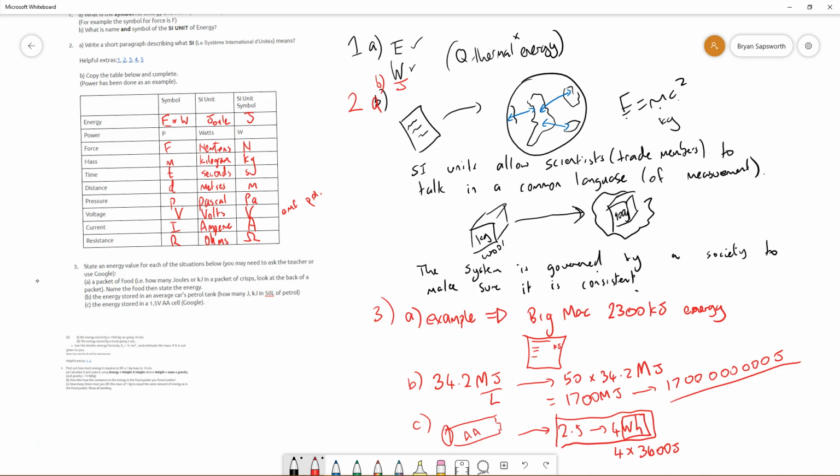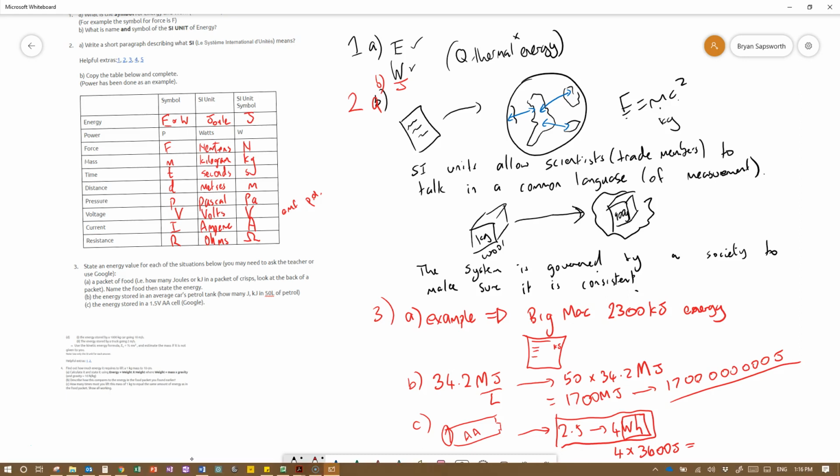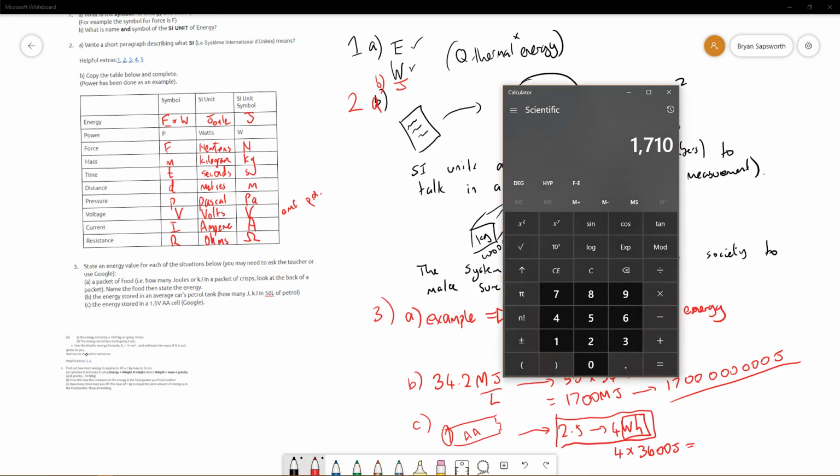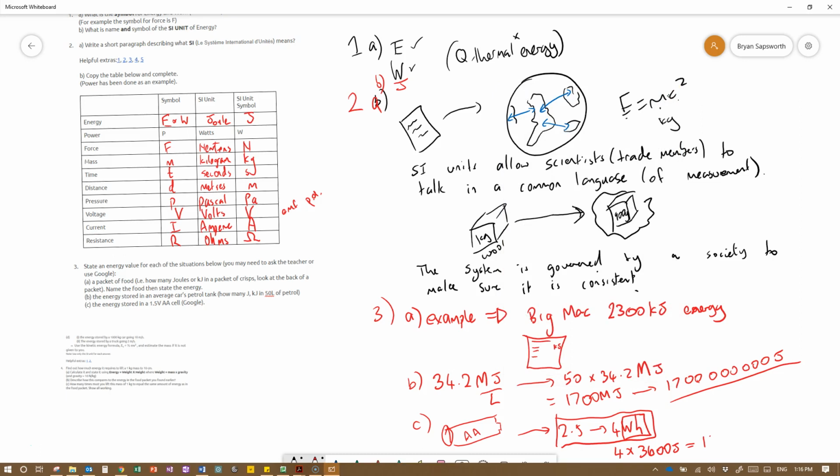Okay, so it's just going to be 4 times 3,600 joules. And so you would use your calculator and get 14,400 joules.